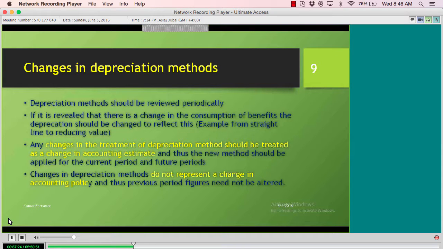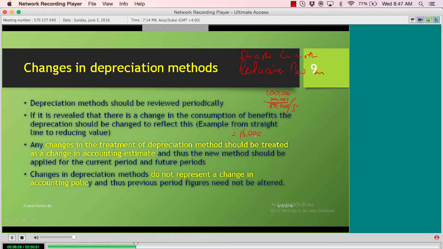Changes in depreciation method. We have two methods of depreciation. One we call the straight line method. The other one we call the reducing balance method, or written down value method. For example, you might have an asset of 100,000, residual value is 20,000. Depreciable amount is 80,000. You might decide to depreciate it over equal life periods, so $16,000 will be the depreciation every year.